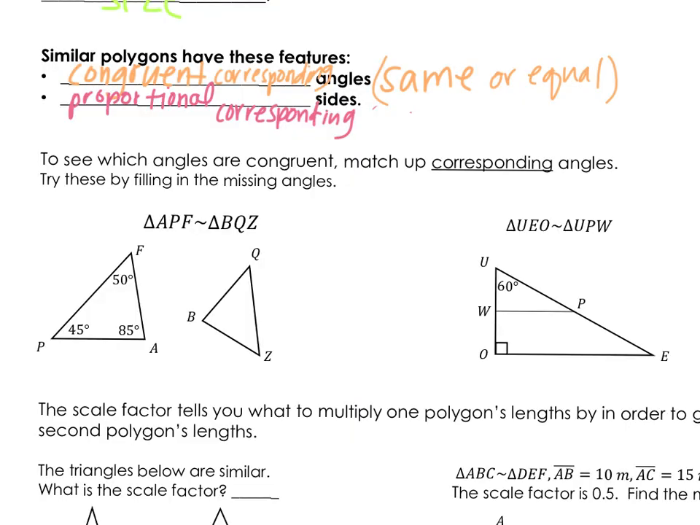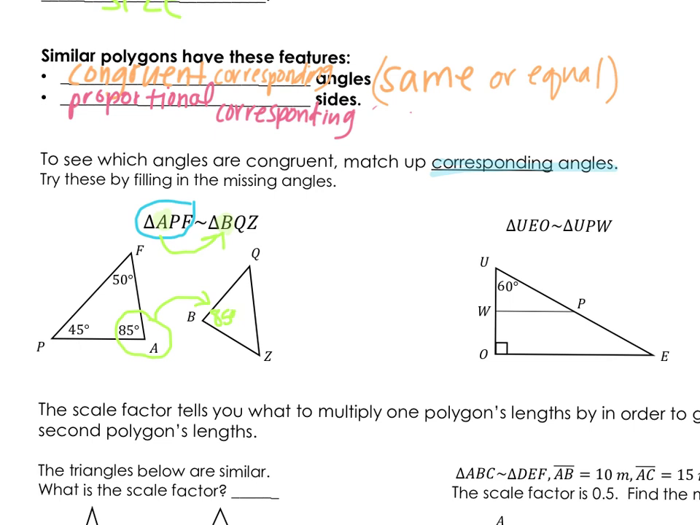So we are going to go back to the transformations unit, when we were looking at similar figures. To see which angles are congruent, we are going to match up corresponding angles and not sides this time, and we're going to fill in the missing angles. So if I look at the name of my triangle here, APF, just like before, the letters are going to be corresponding. So A is going to correspond to B. If A is 85 degrees in this triangle, then B is also going to be 85 degrees in this triangle.